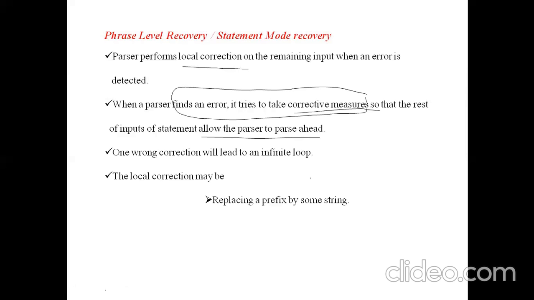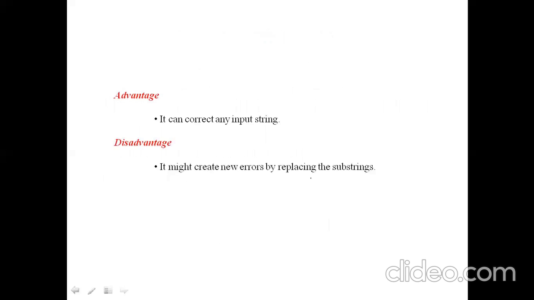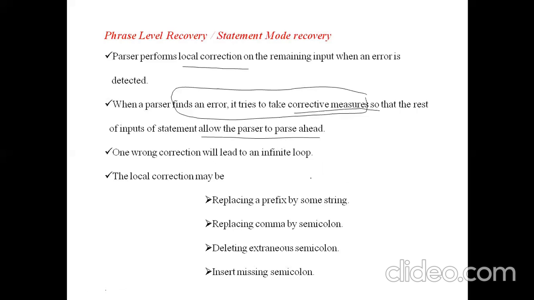Generally, the local correction may be replacing a prefix by some string, replacing a comma by a semicolon, deleting a semicolon, or inserting a missing semicolon. All these things come under the category of phrase level recovery, or statement mode recovery. The advantage is it can correct any input string. The disadvantage is it might create new problems by replacing substrings. In one word, the drawback is that a wrong correction may enter into an infinite loop.